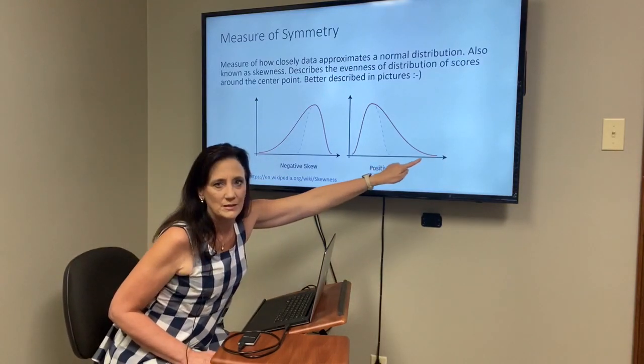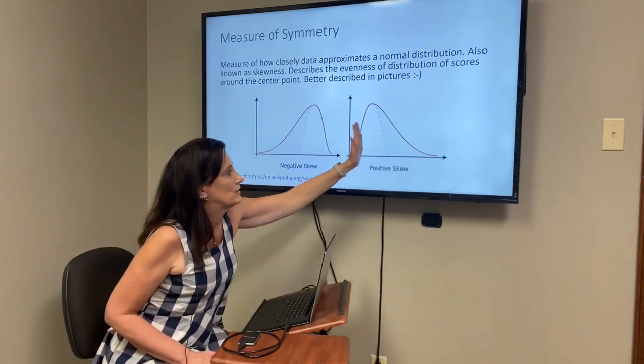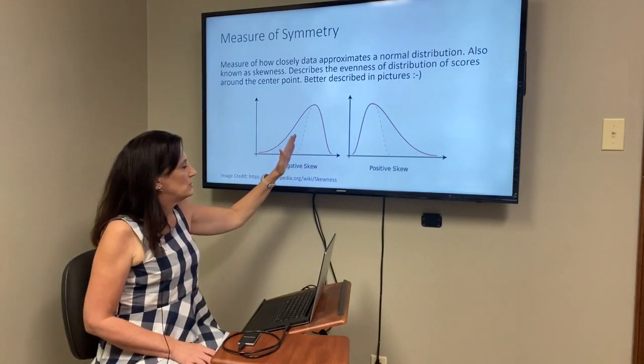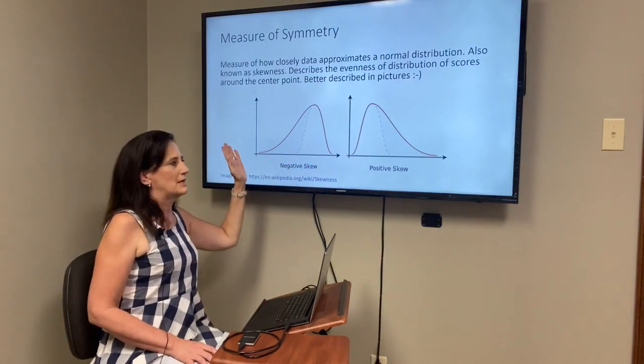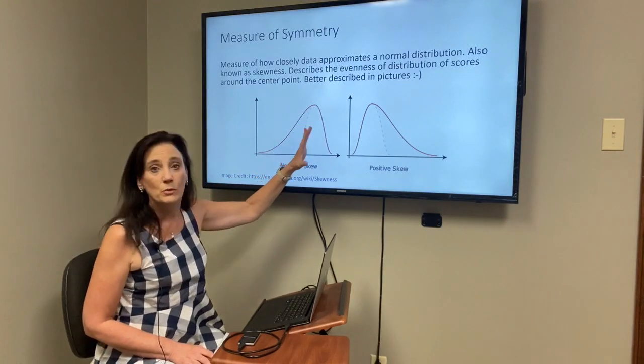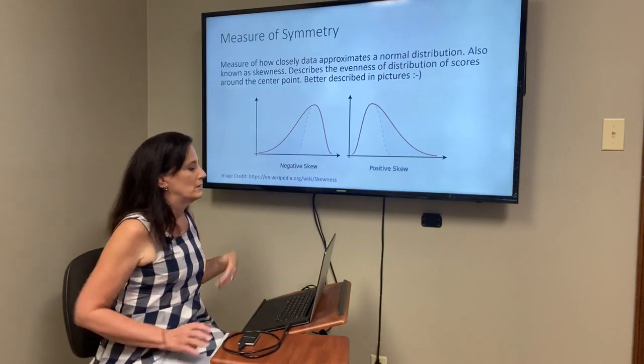Positive skew is about where the tail is, but the numbers are back here closer to, say, 0. Negative skew, tail is running in a negative direction, and numbers are clustered more toward the 100.